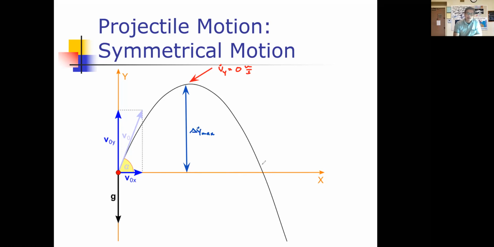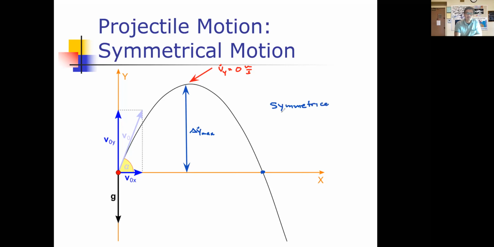I want to focus in on this here, and we're going to stop right here for now. If you take a look at this motion, you can imagine this line right here splitting this parabola in half. The left half and the right half are exactly equal to one another, which means we have symmetrical motion.